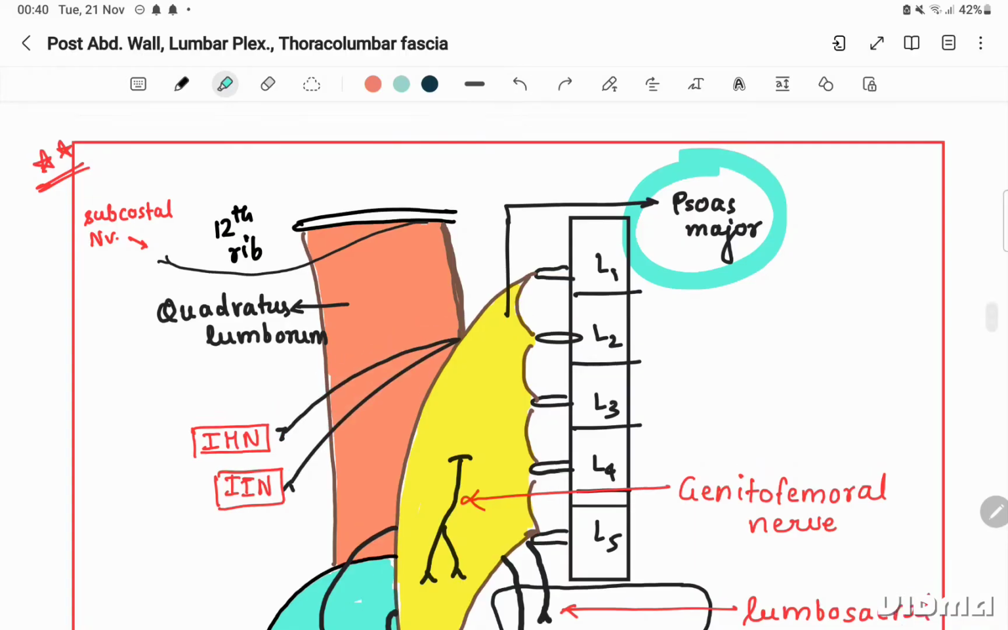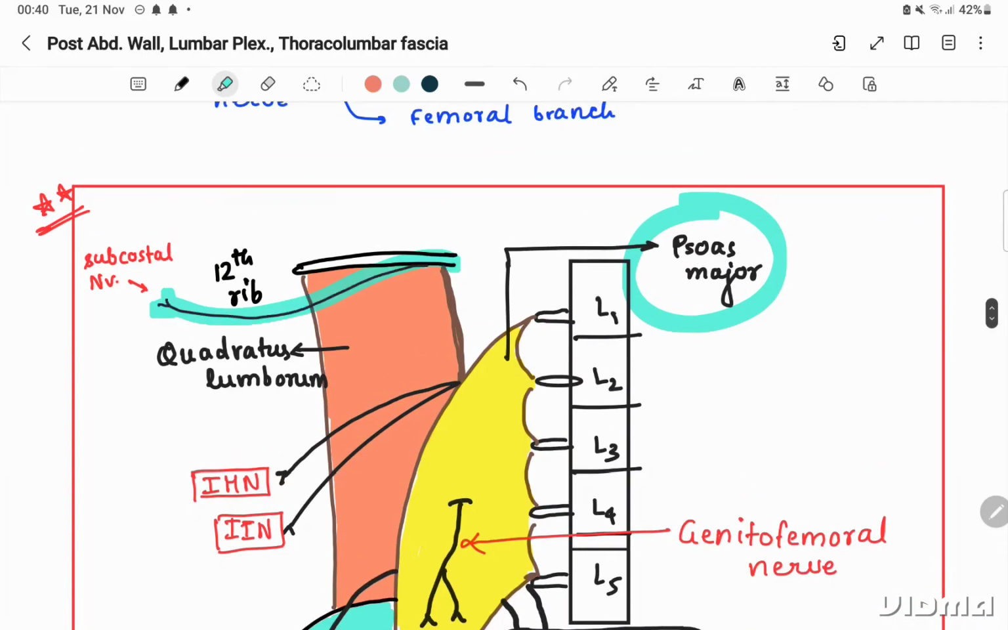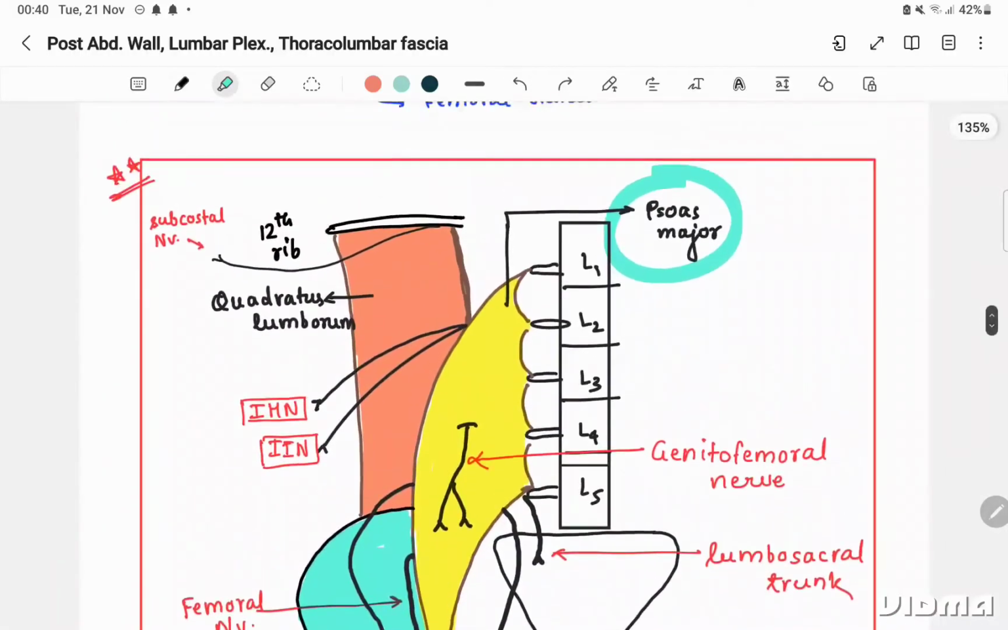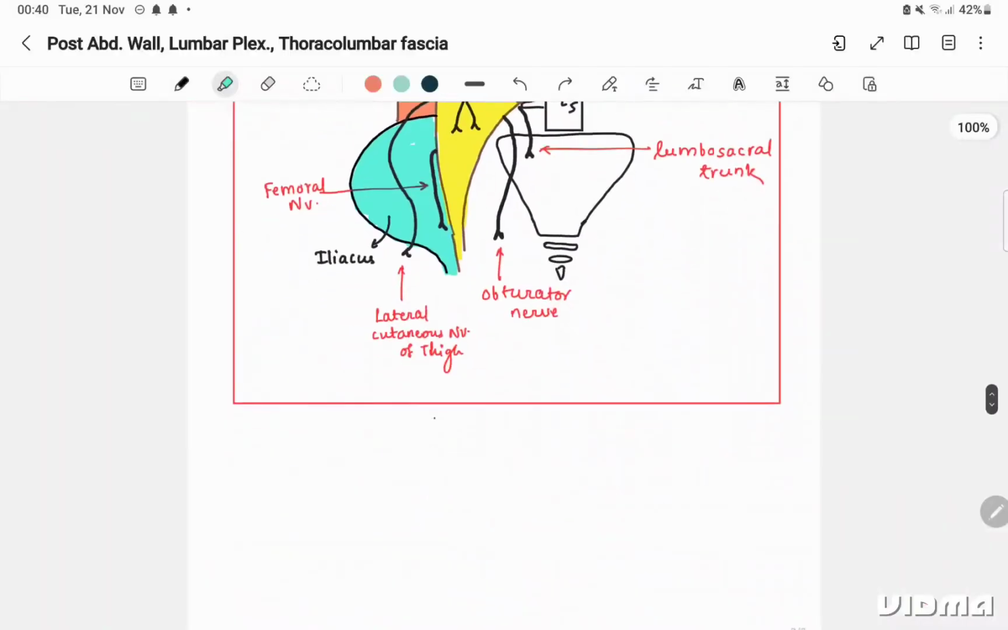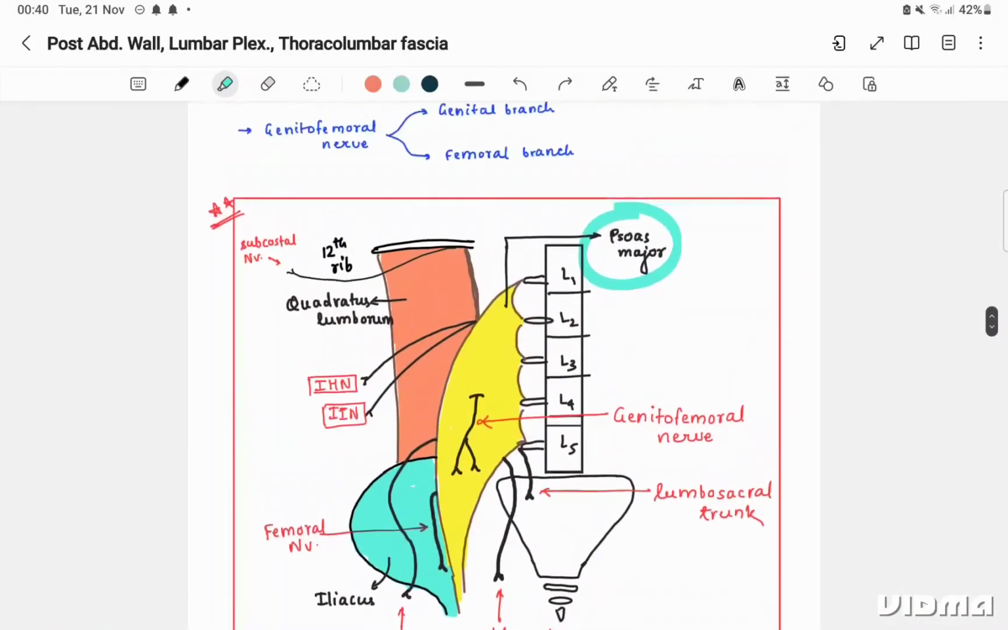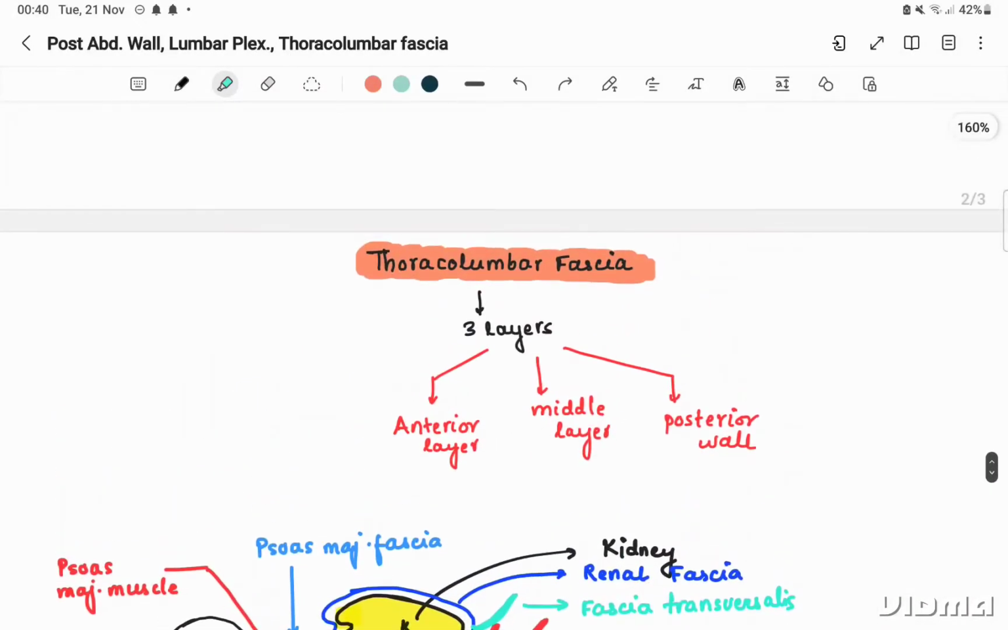Okay, and the subcostal nerve from here, below the 12th rib. Okay, this is all about this diagram. And let's talk about the thoracolumbar fascia.